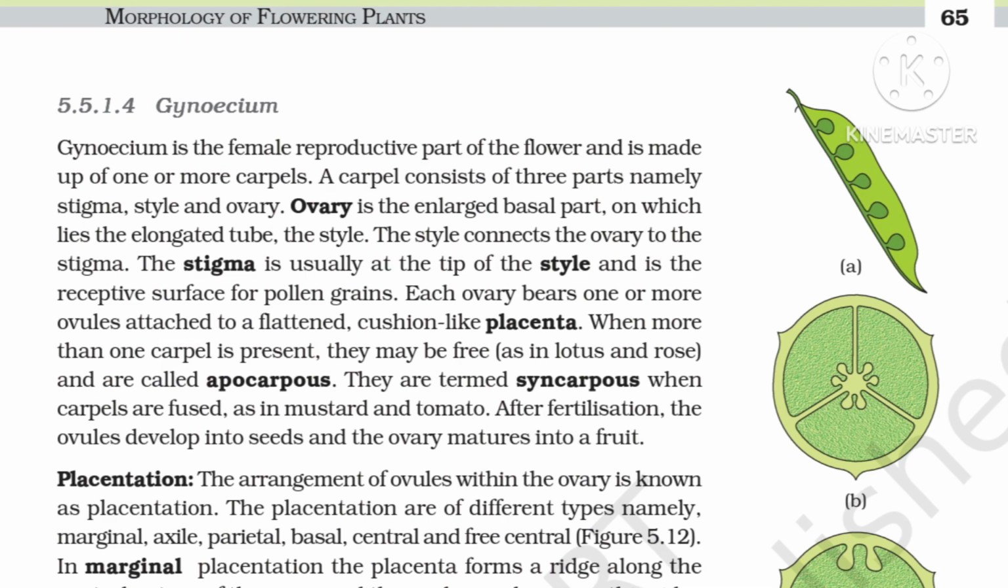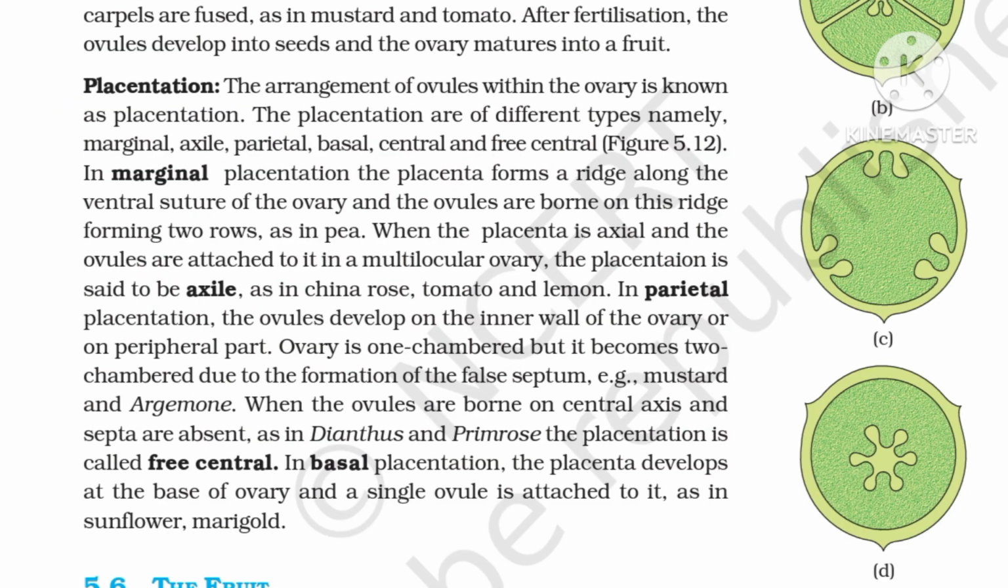In marginal placentation, the placenta forms a ridge along the ventral suture of the ovary and the ovules are borne on this ridge forming 2 rows, as in pea. When the placenta is axial and the ovules are attached to it in a multilocular ovary, the placentation is said to be axile, as in China rose, tomato, and lemon. In parietal placentation, the ovules develop on the inner wall of the ovary or on the peripheral part. Ovary is one chambered, but it becomes two chambered due to formation of a false septum, as in mustard and Argemone.